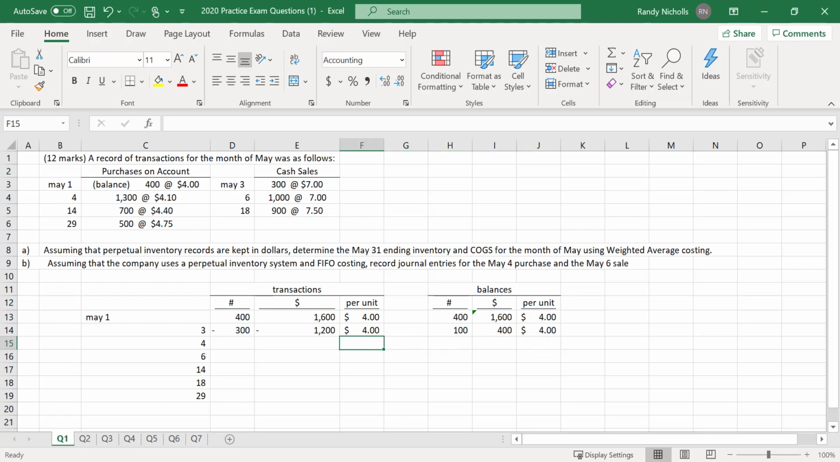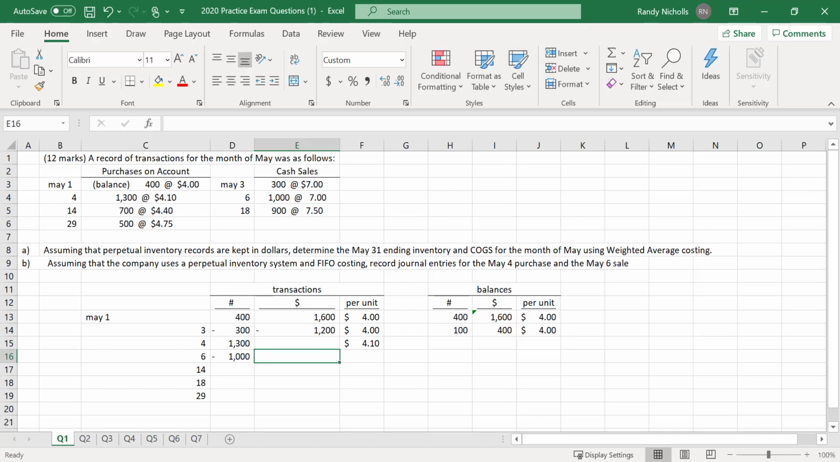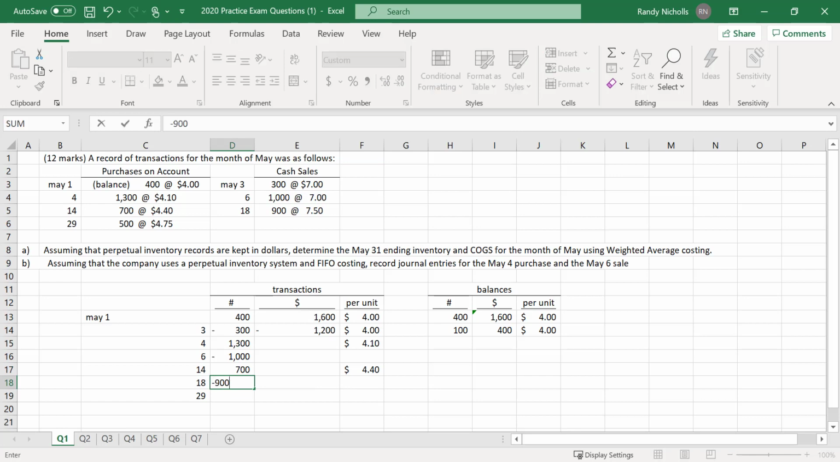Sorry if I slurp my coffee. On the 4th, I bought 1,300. I'm just going to drop the transactions in here quick. At 410. On the 6th, I sold 1,000. And I don't know the per unit because I'm using average. On the 14th, I bought 700 at 440. On the 18th, I sold 900. And on the 29th, I bought 500 at 475.